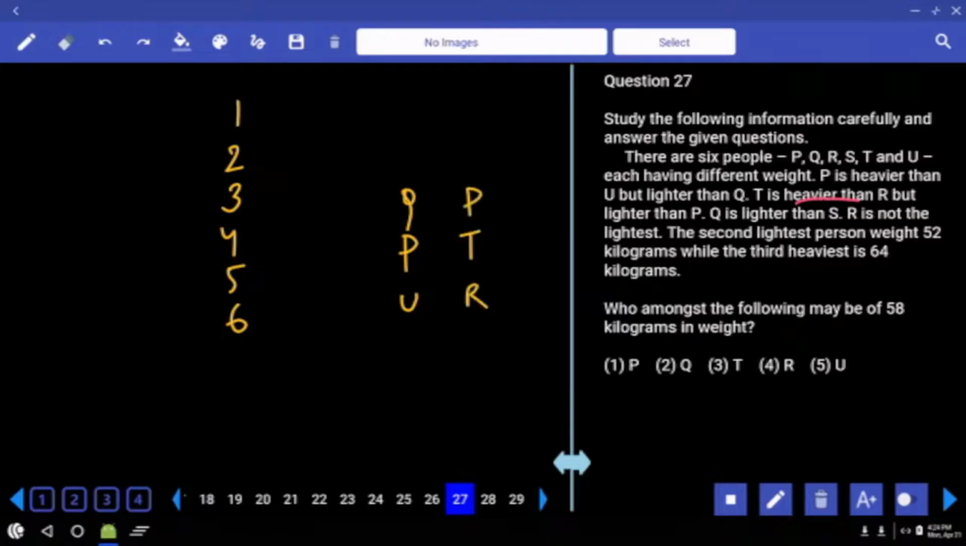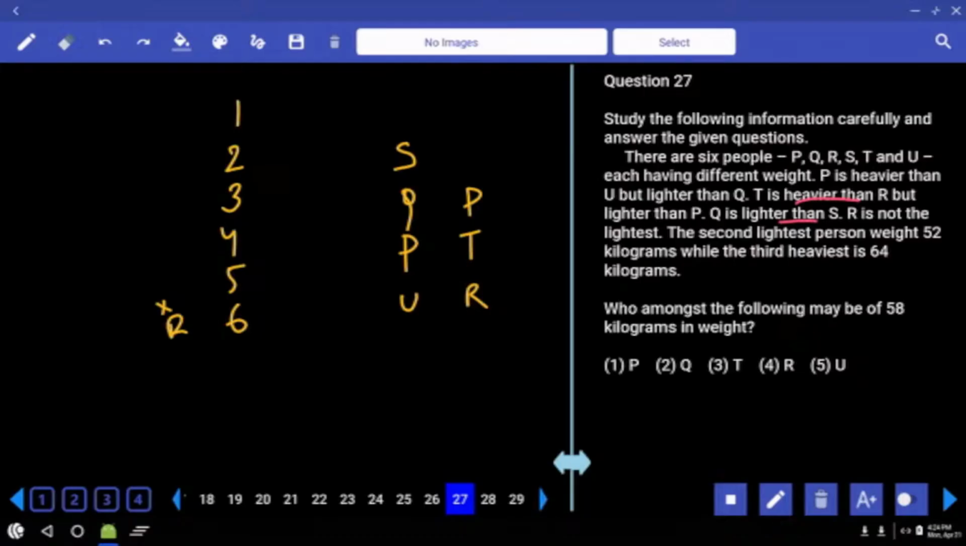Then Q is lighter than P, and Q is lighter than S. Q is lighter than whom? Yes. R is not the lightest, so R cannot be at this place. With the help of this information, tell me who must be at the first place.